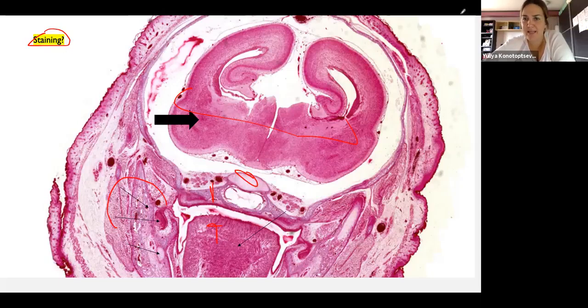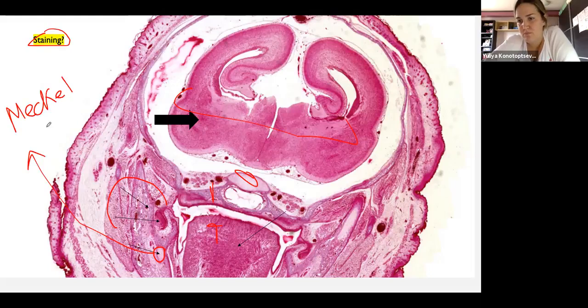Always on the slide, they ask you, what is this? We will learn in embryology, but for now, I want to add it here for you. This is Meckel's cartilage. In embryo, we will learn what that is. Okay, Meckel's cartilage. Whenever you pick the slide, they always take you here. They're going to ask, what is that? This is Meckel's cartilage.